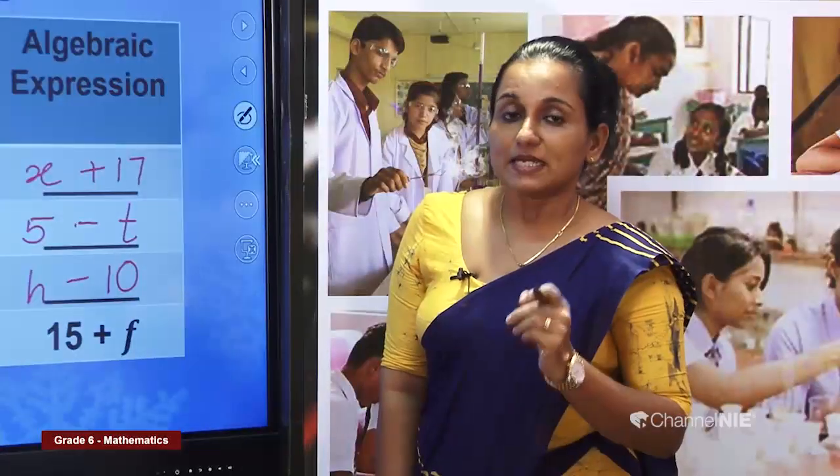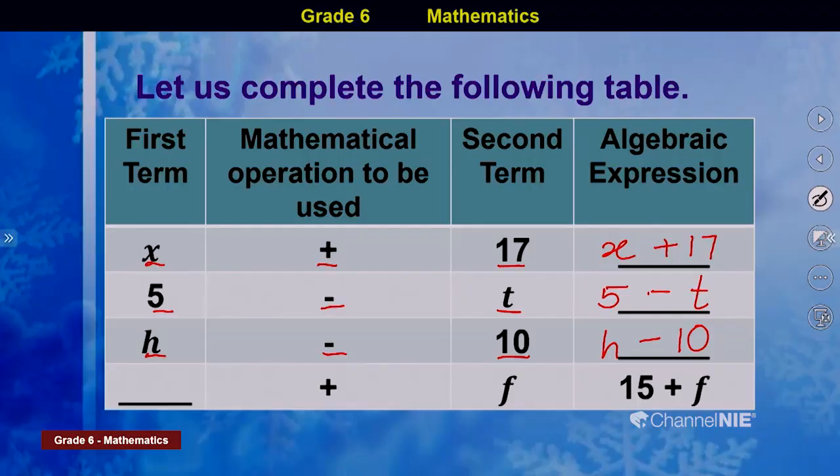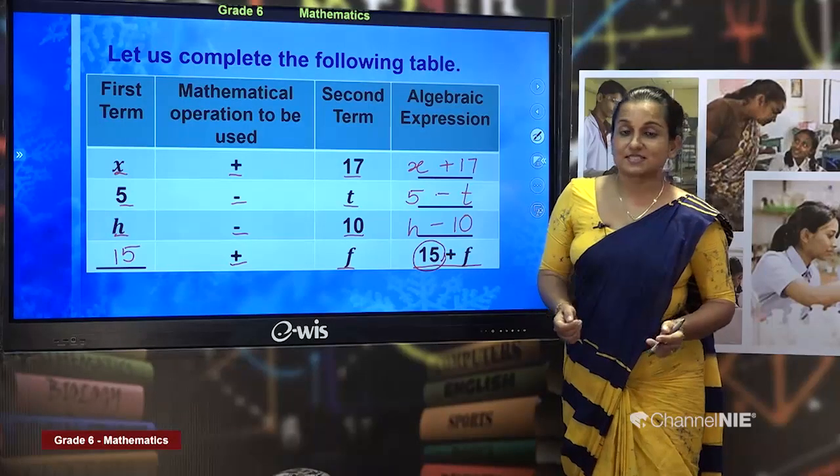Next example. It is a little bit different. Let's see. Here, can you see the algebraic expression is given and the mathematical operation is given as plus. Second term, it is f. What you have to find is the first term. According to this algebraic expression, our first term is 15. Then I can write first term as 15. Let's continue this table.